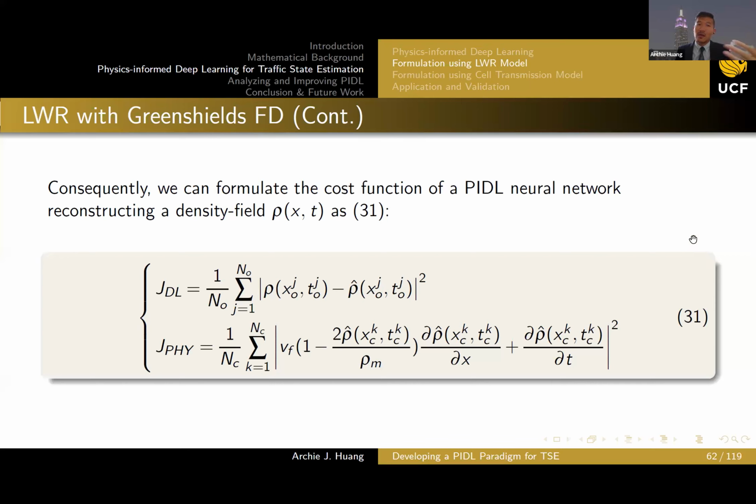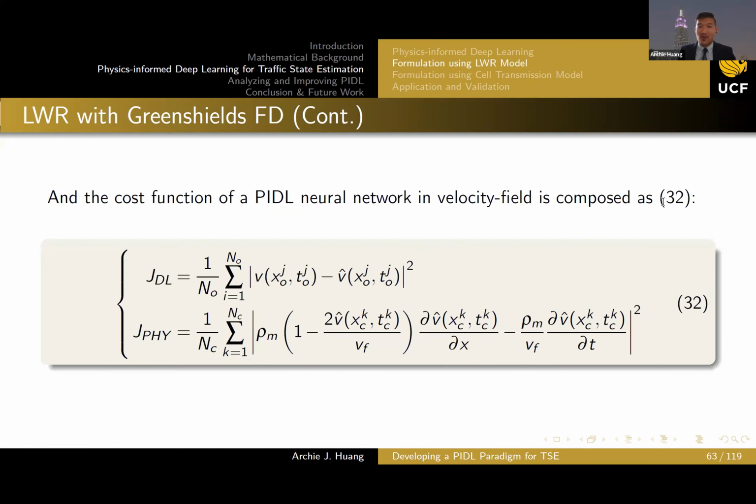Subsequently, pairing the LWR with the Green-Shields fundamental diagram, we get the JDL and JPHY formulation in equation 31, which is when we reconstruct a density field rho, or in equation 32, where the state variable of interest is velocity.